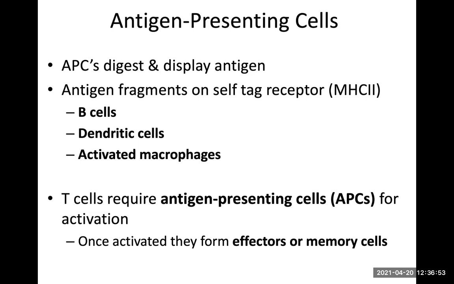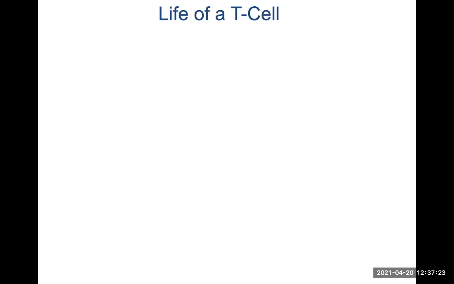And so this really combines both innate and humoral immunity to activate the cell-mediated immunity, right? T cells require an antigen-presenting cell to display antigen to them in order to activate them. Once activated, they can become effector cells to do the killing, or they can be memory cells for long-term protection.